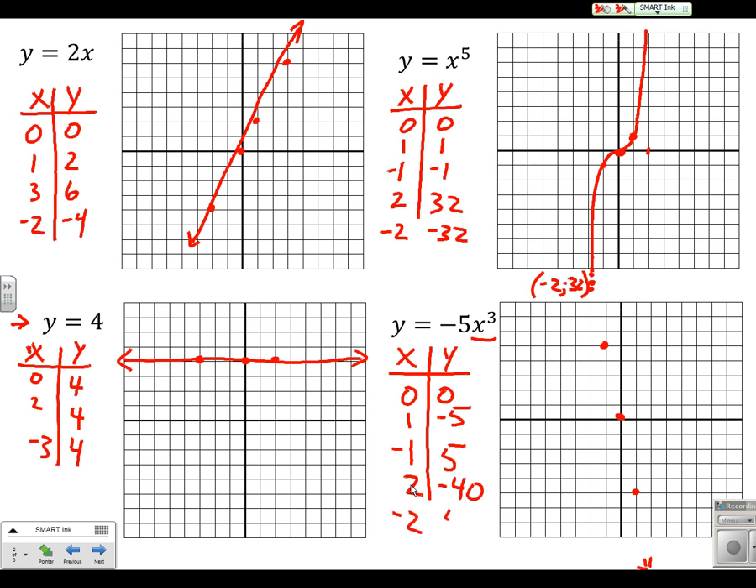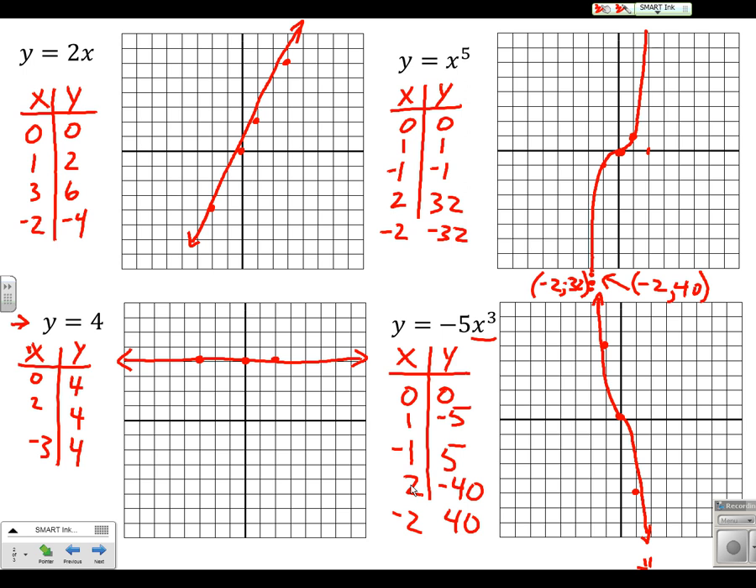Negative 2 would give us 40. So maybe we look something along the lines of this. We know there's a curve, a little wiggle through there. And dot, dot, dot. Up here we might have a point. You know, if we could go far enough, this would be the point negative 2, 40. So there's 5 functions, no big deal.